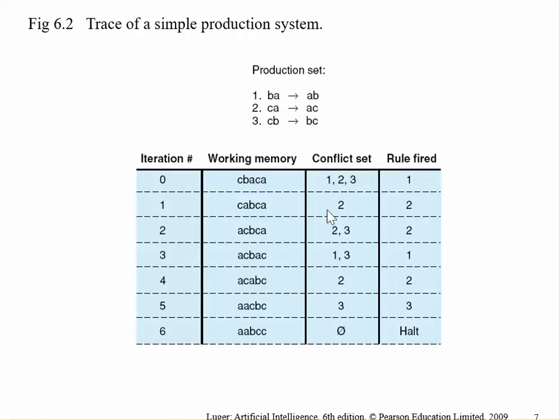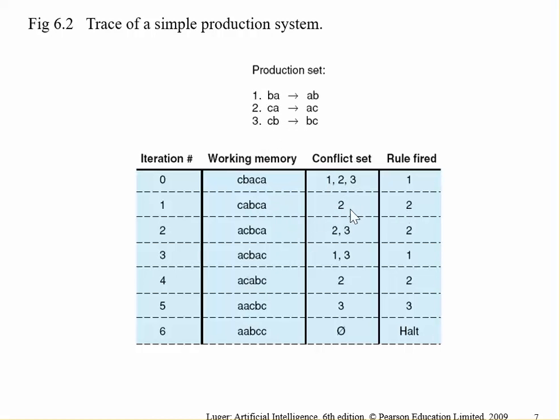And in this case, this would be the way that it's going to be executing. So now, let's say, is BA here? There is no BA. AB is not the same as BA. Then CA, it is there. So we're adding 2 in the conflict set. And then the CB is not there.